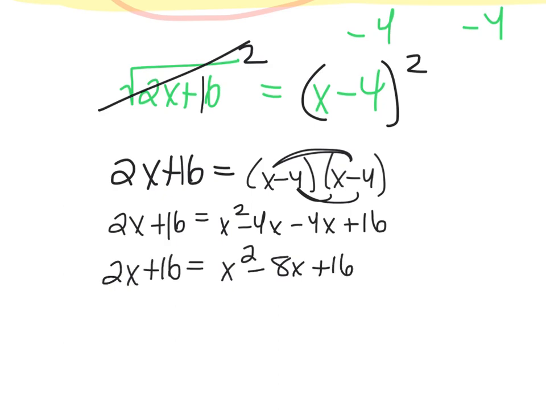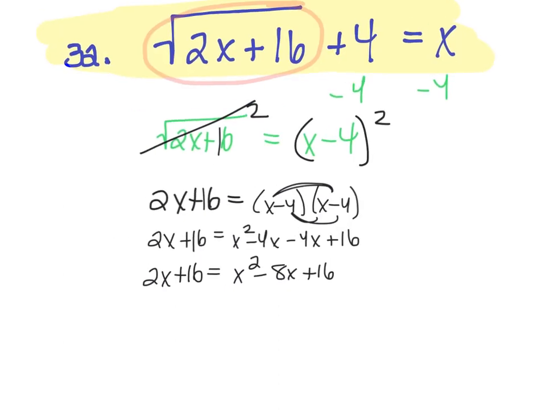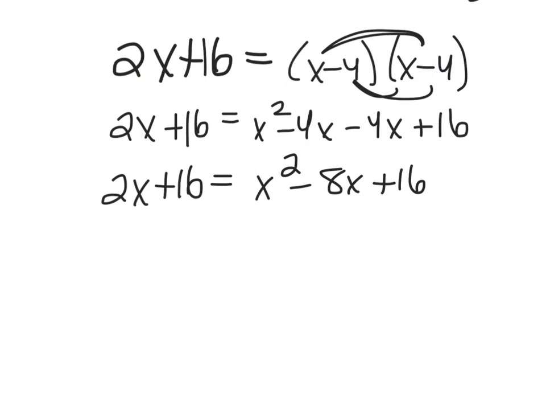Now, guys, you have a quadratic here. You have an x squared and an x. As soon as we see that, that means move everything to one side. I want to keep x squared positive, so I'm going to move 2x over, and I'm going to move 16. Why did I subtract both of them? Because they're both positive. Great.